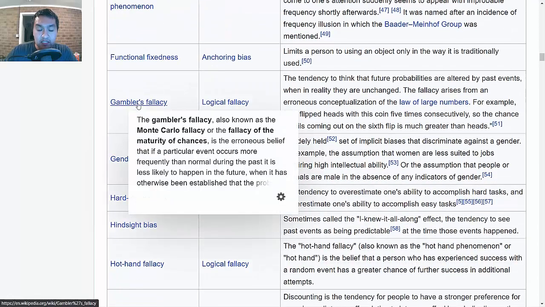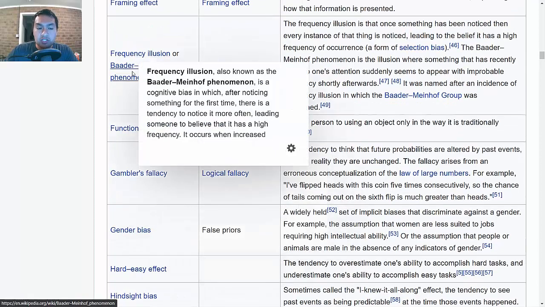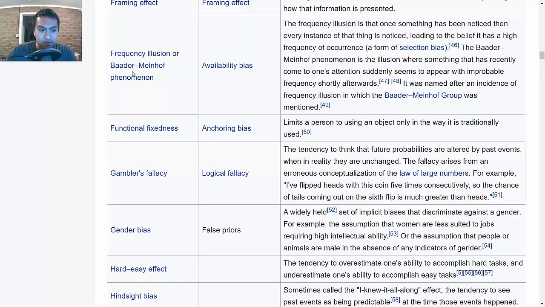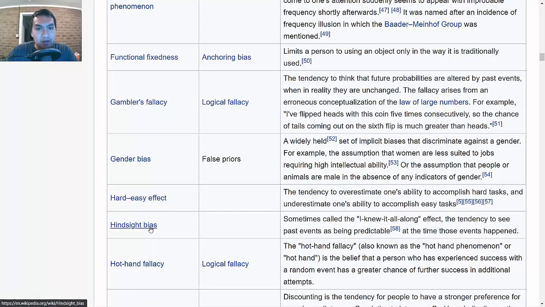So gambler's fallacy, that's going to be dice. Functional fixedness, that's going to be a lint roller. Frequency illusion, Buster Baxter from Arthur. Gender bias, Bo. And hindsight bias, Bitcoin.